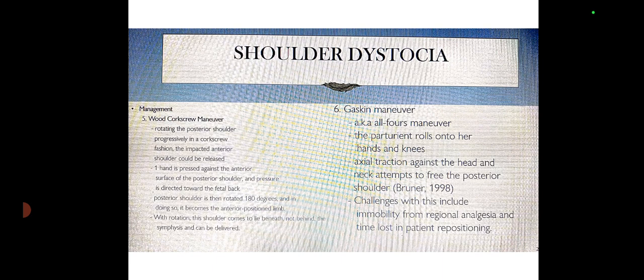While speaking about the Gaskin maneuver, the patient rolls onto her hands and knees, and axial traction against the head and the neck attempts to free the posterior shoulder. Challenges with this include immobility from the regional analgesia and the time lost in the patient repositioning.